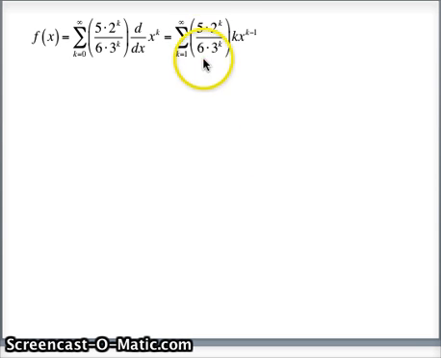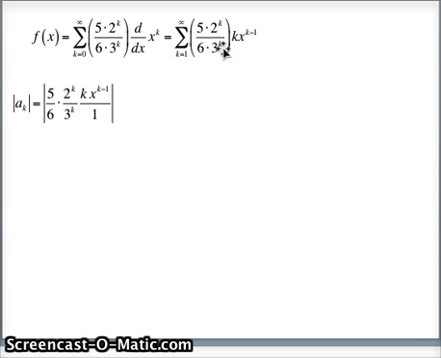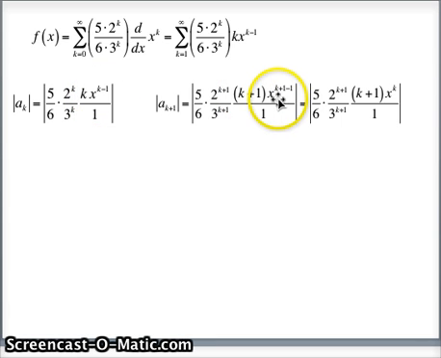All right, so a sub k will be 5 times 2 to the k over 6 times 3 to the k times kx to the k minus 1. We have that. Now to get a sub k plus 1, replace all the k's with k plus 1. 2 to the k will become 2 to the k plus 1. 3 to the k will become 3 to the k plus 1. k will become k plus 1. x to the k minus 1 will become x to the k plus 1 minus 1. And of course, x to the k plus 1 minus 1 is simply x to the k.